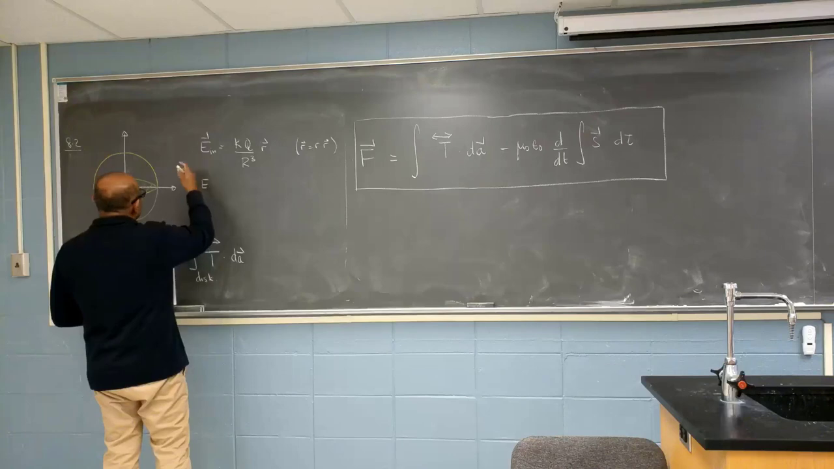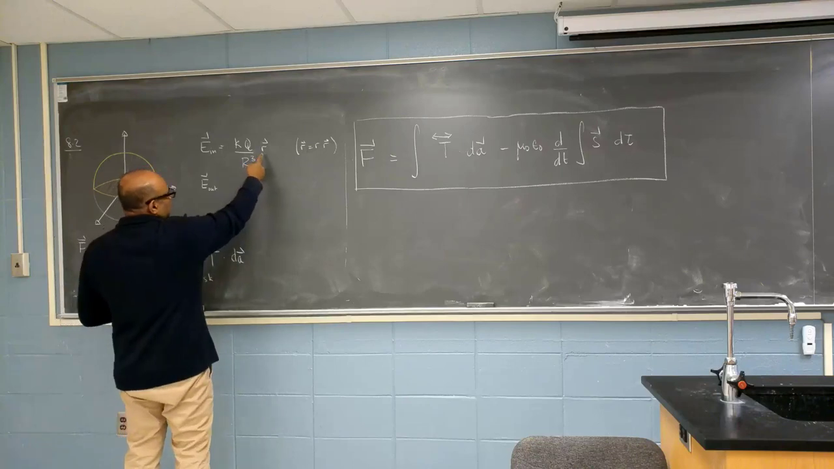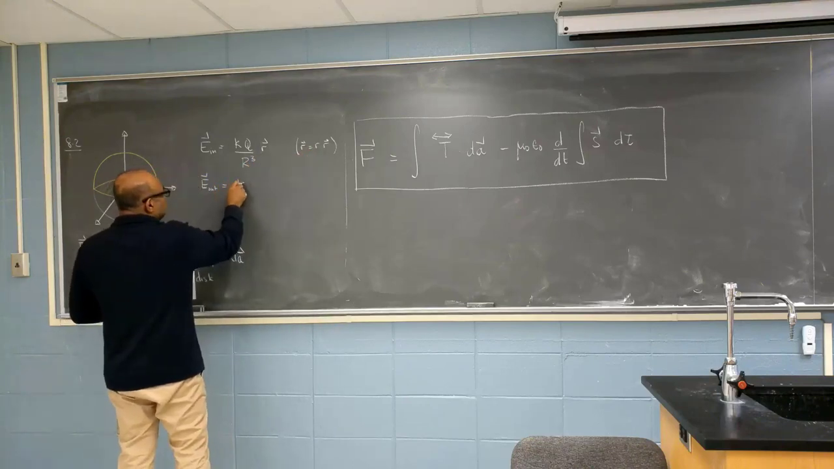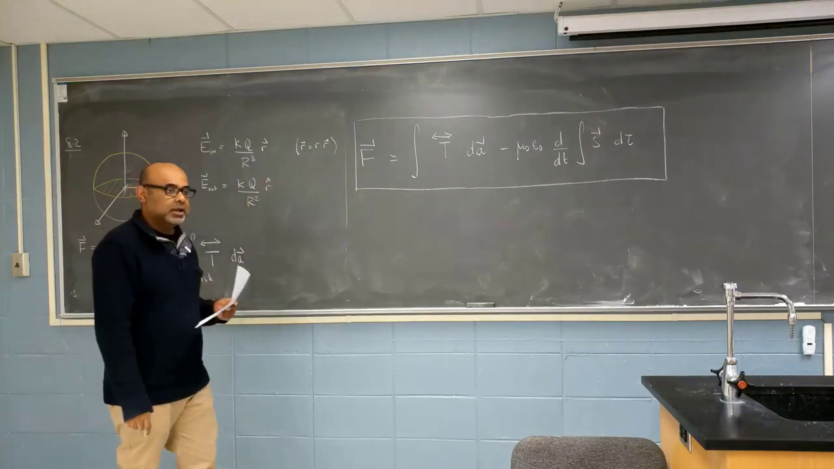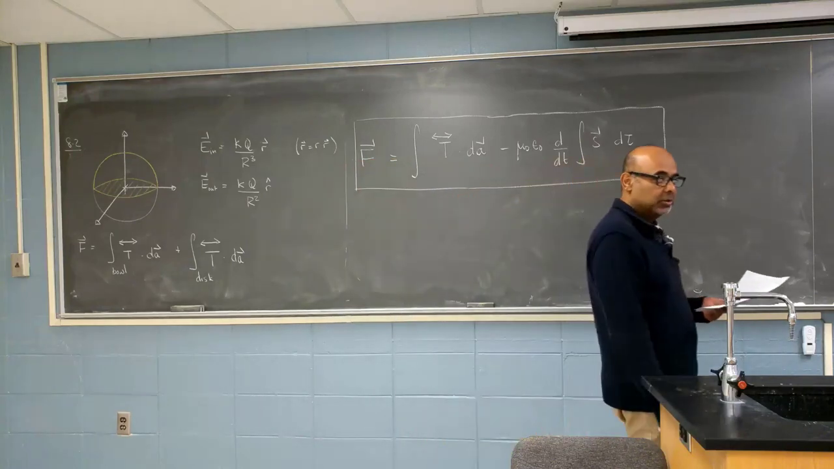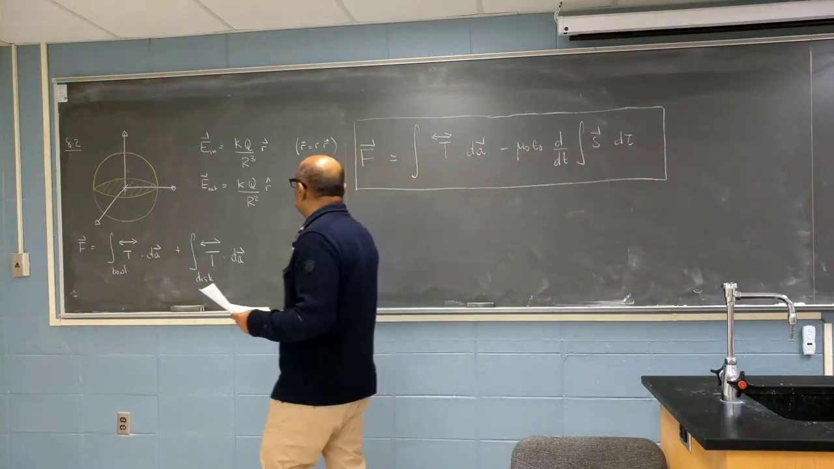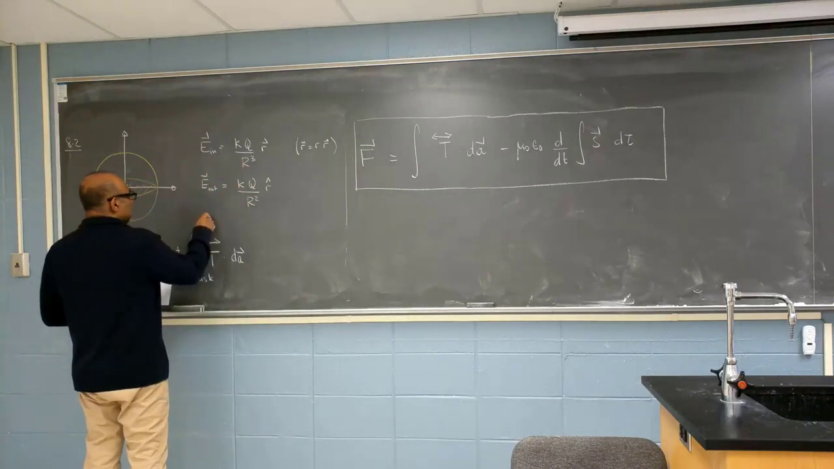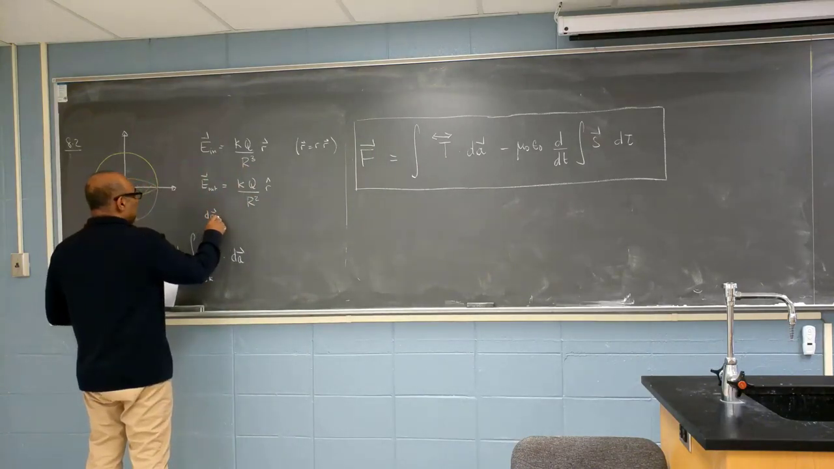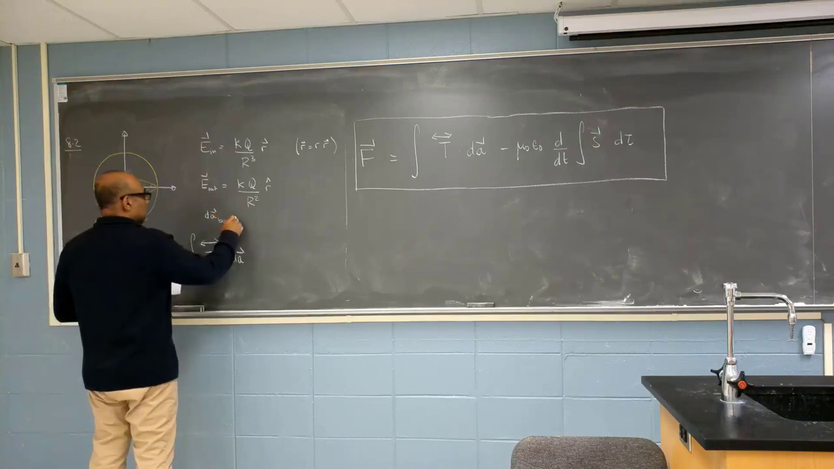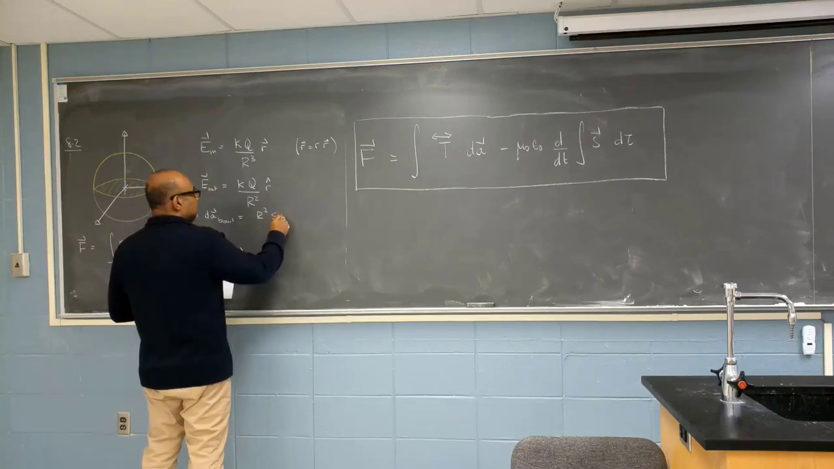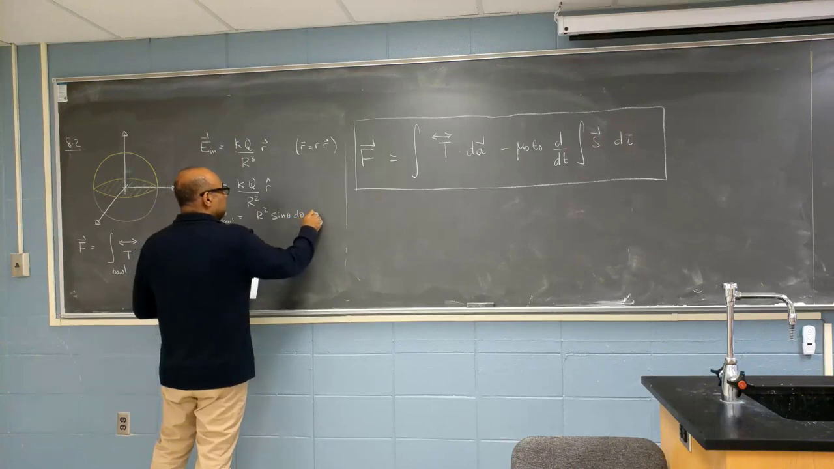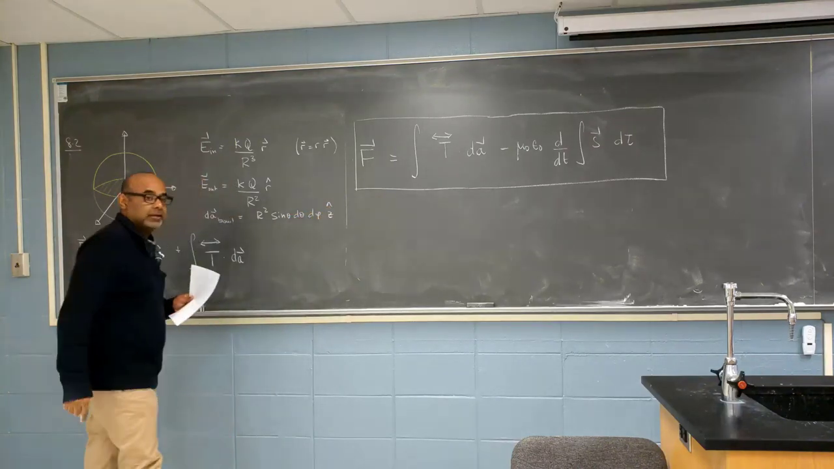And then the boundary is all we need, but that comes from the outside. Or you can even take the limit as r becomes capital R. It is KQ over r squared, r hat, because outside it is as if it is a point charge. Let's do dA for the ball. It is R squared sine theta d theta d phi, in the r hat direction.